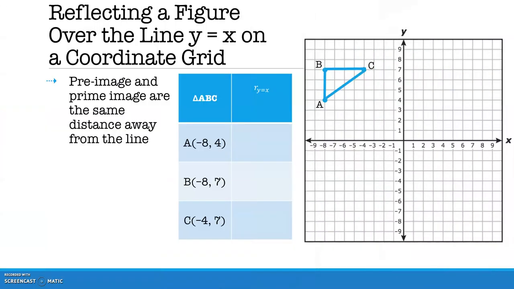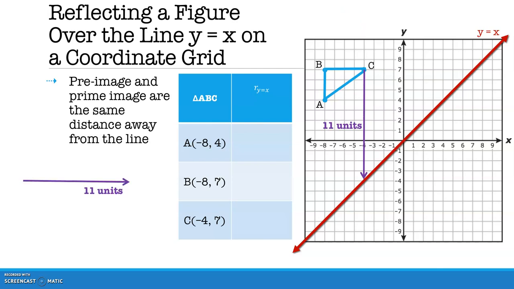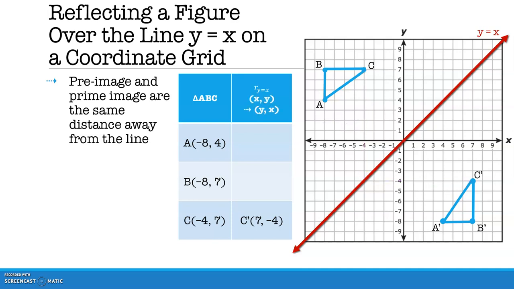Now let's take a look at reflecting a figure over the line y equals x. So let's take a look specifically at point C. C is 11 units down from the line, so I'm then going to go to the line and move 11 units to the right. This will move C from (-4, 7) to C prime (7, -4). If you are looking at the pattern here, your x and y coordinates actually flip. So A would go from (-8, 4) to (4, -8), and B from (-8, 7) to (7, -8).